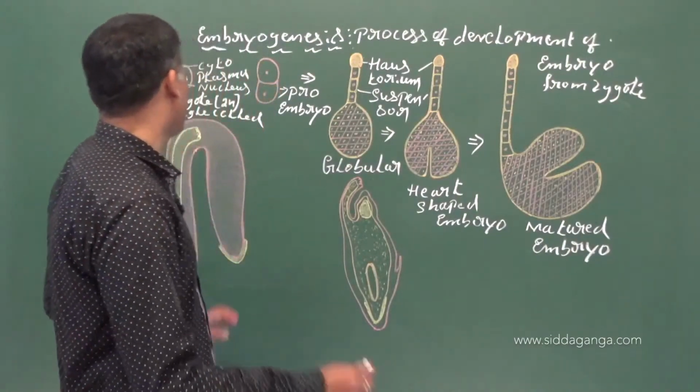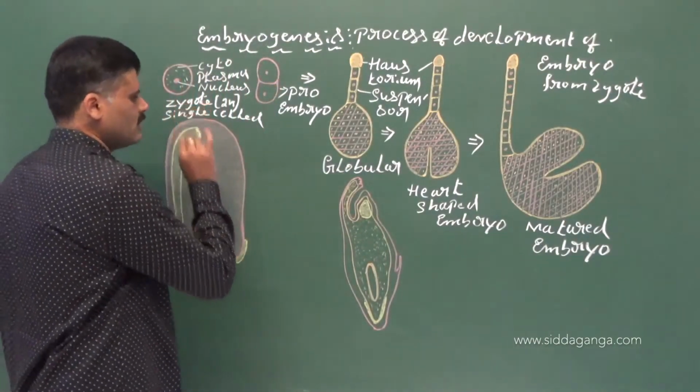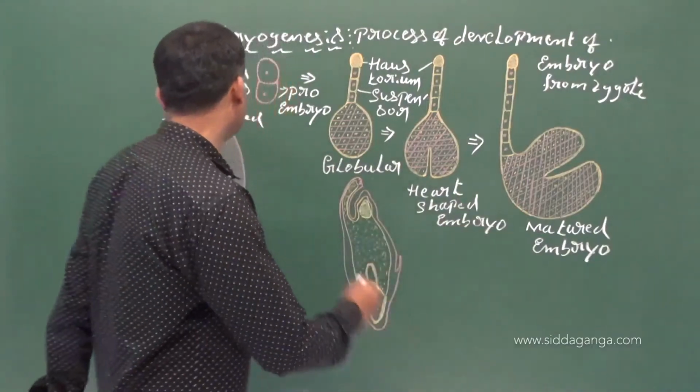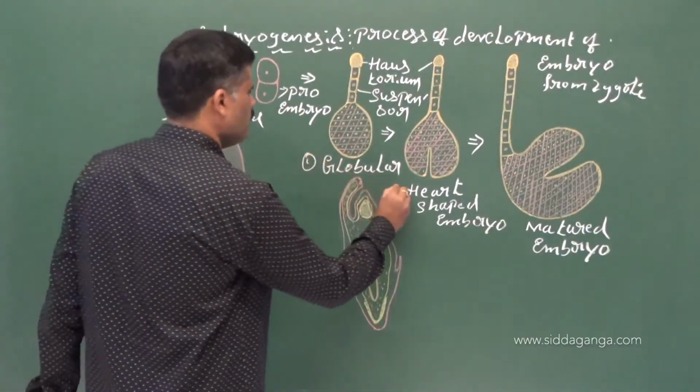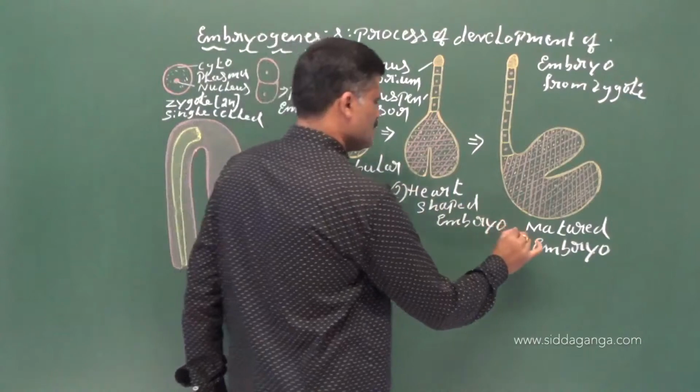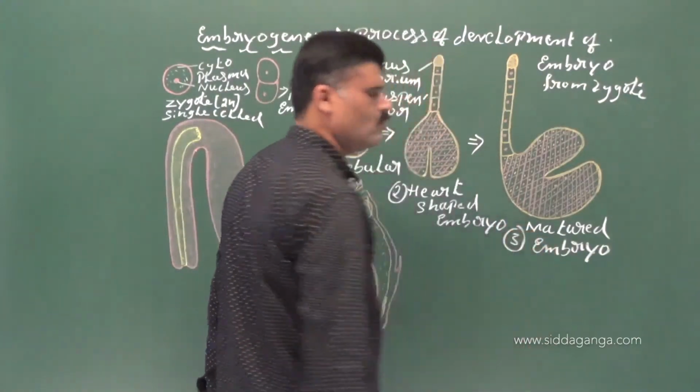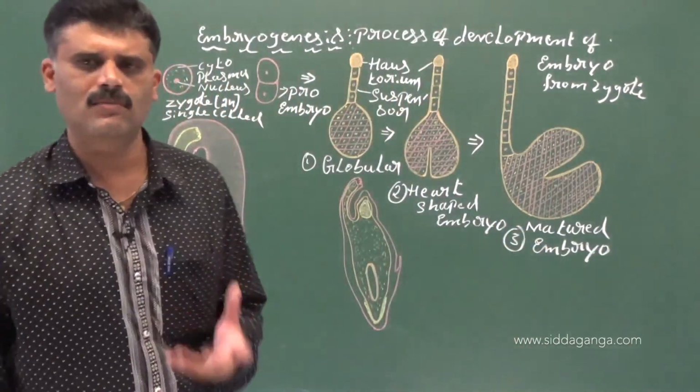So the development of zygote into matured embryo is similar in both dicots and monocots.